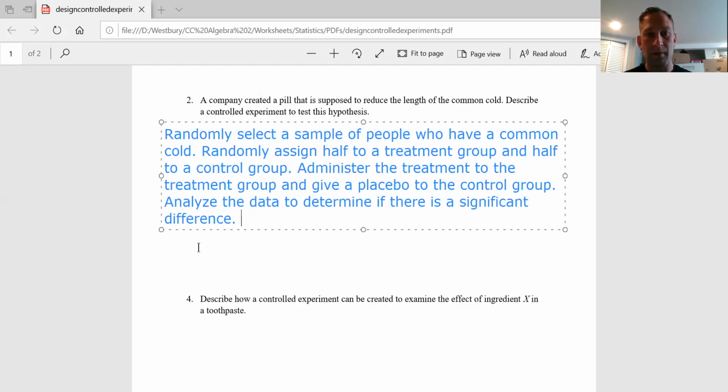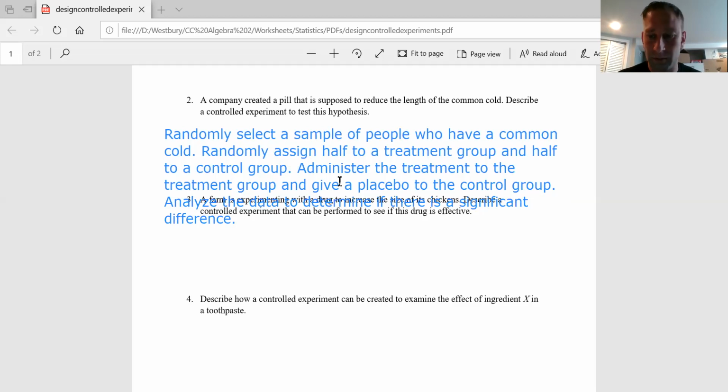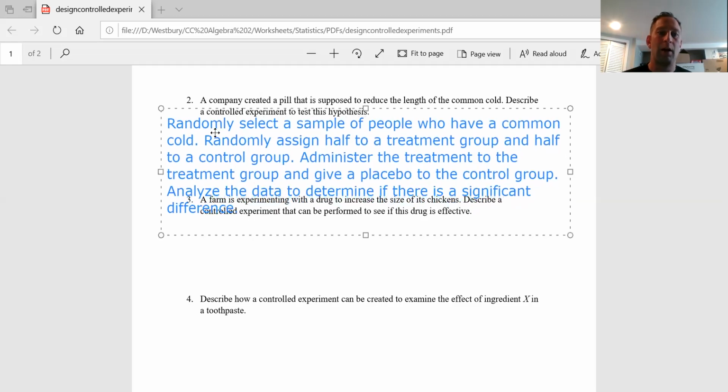Why don't you take a look at number 3 on your own? Again, you don't have to have it word for word exactly the same as mine, but I'll leave this up here for a moment and let you look at it. I know it's kind of hard to see. Then I'll do number 3, and then we'll go from there. So right now, just take a moment, try it on your own. Number 3.